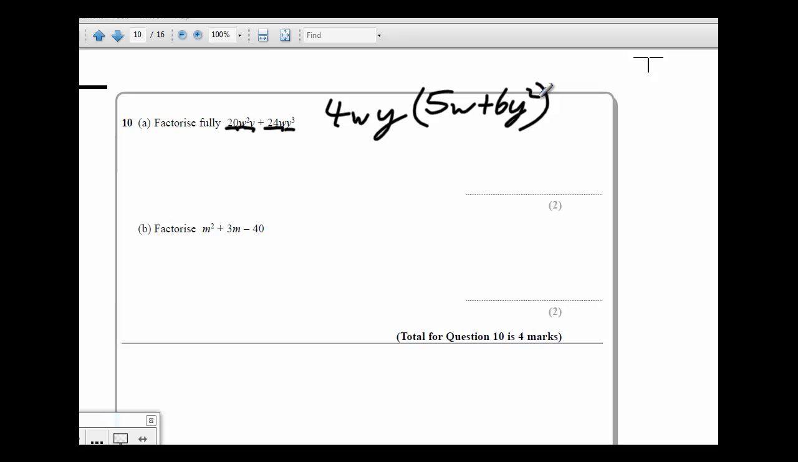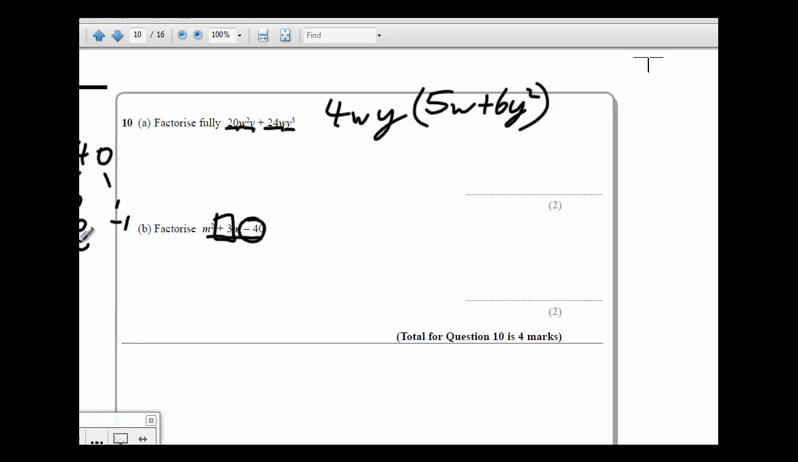Now I want to factorise m squared plus 3m minus 40. So I want two numbers that multiply to give me minus 40 and add to give me plus 3. So let's look at factors of minus 40. As my answer is negative, I know that if I'm multiplying, I want one positive and one negative. So it could be minus 40 and 1, or 40 and minus 1.